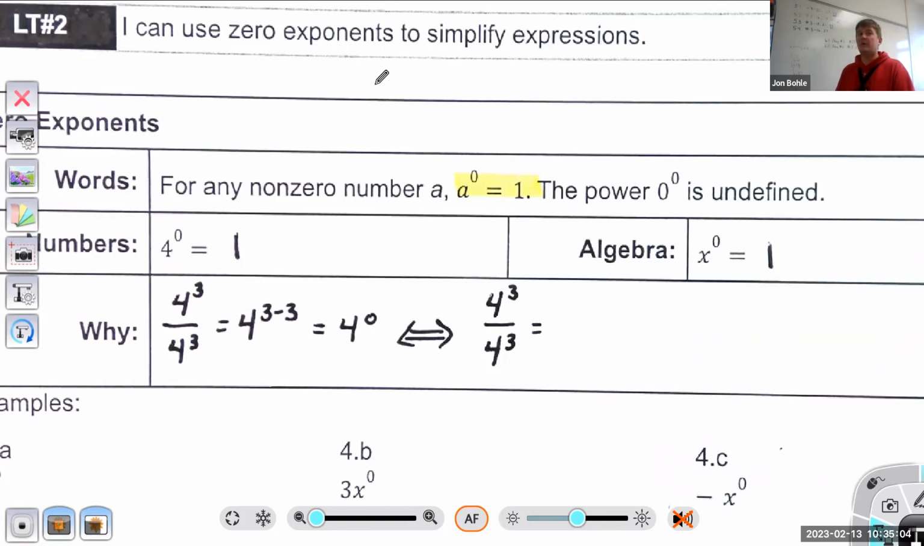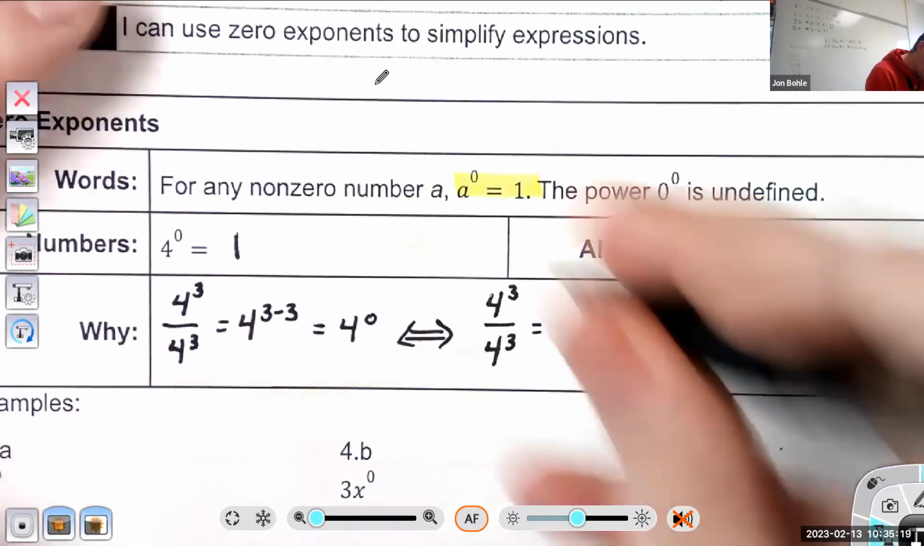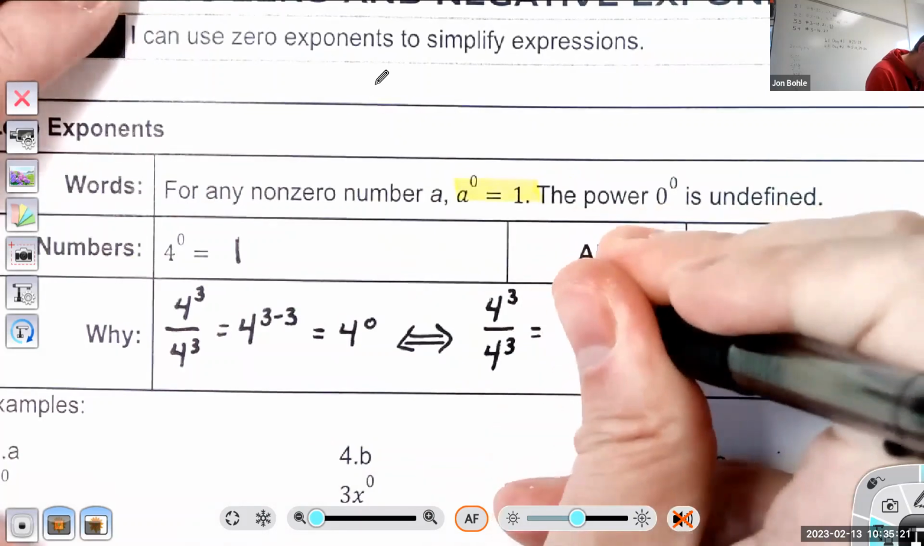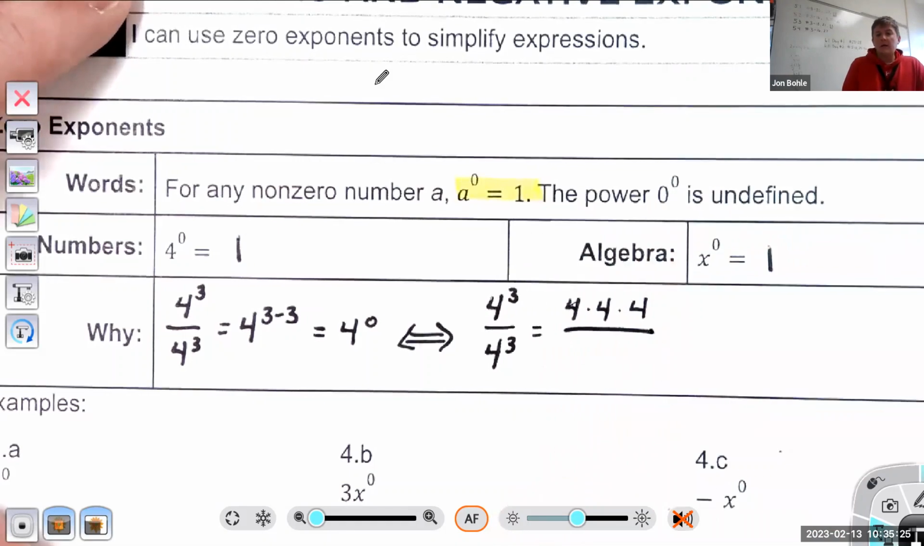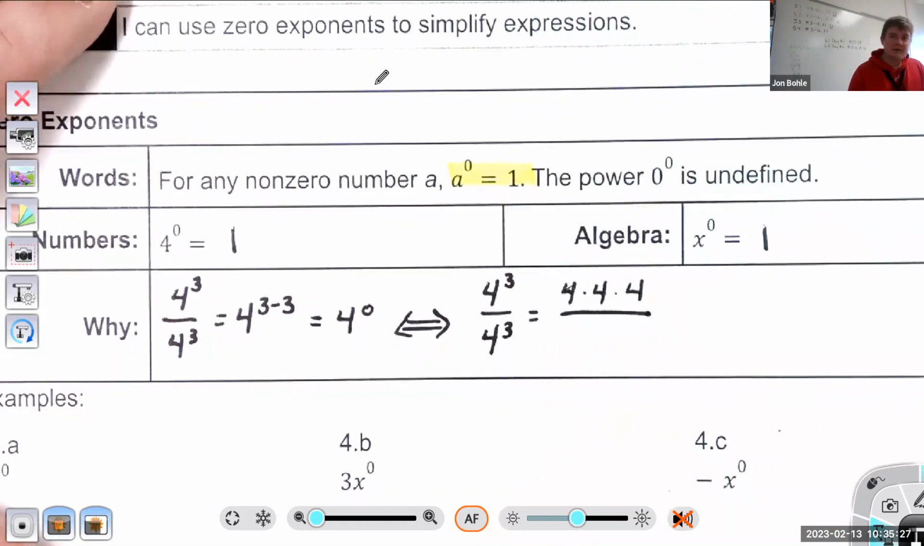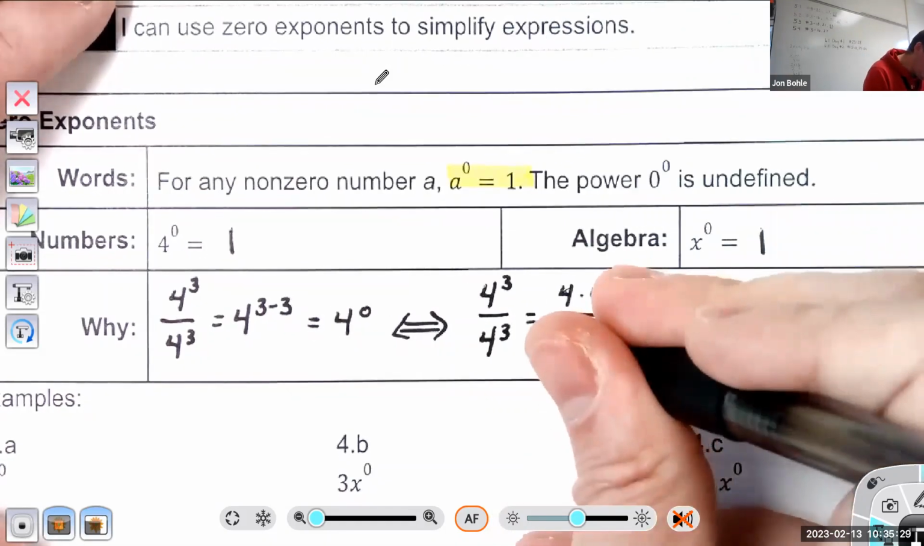I don't want to know what number it is. I want to know how can I figure out what the number is. What do I have to do to determine that number? 4 to the 3rd power. 4 times 4 times 4. And then 4 to the 3rd power, it's going to be the same thing. 4 times 4 times 4.